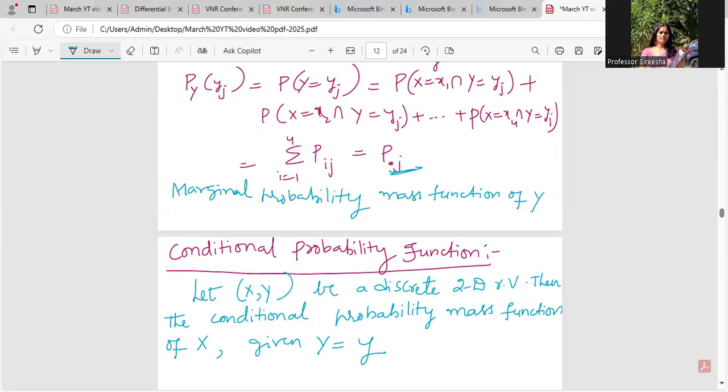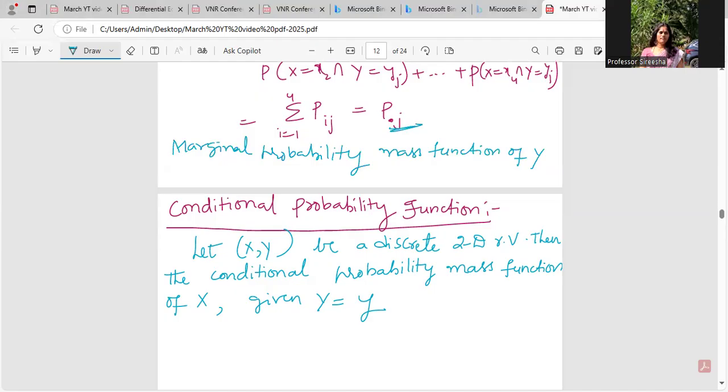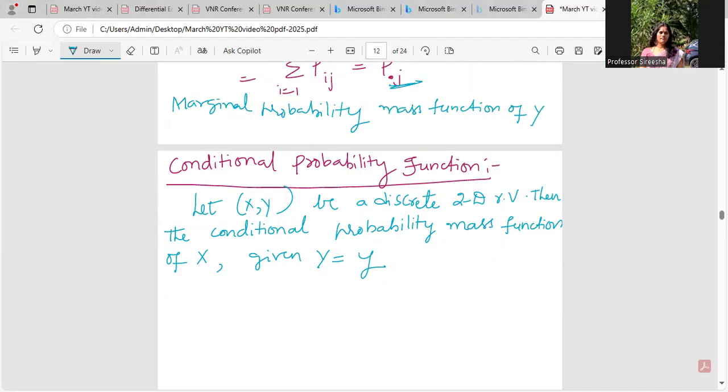Now coming to the next important definition in two-dimensional random variables, conditional probability function. What it is, let's define it. Once we define and are clear with the definition, then problems can be easily done. Now, let capital X and Y be a discrete two-dimensional random variable. Then the conditional probability mass function of X given Y.